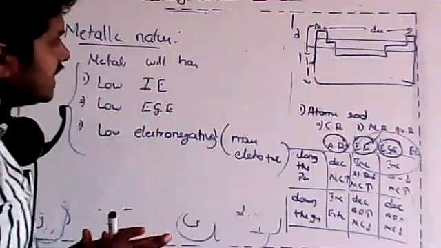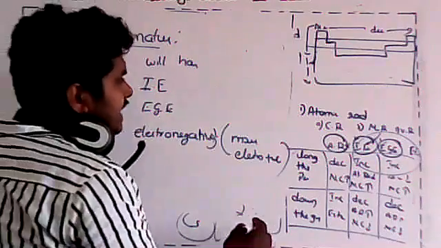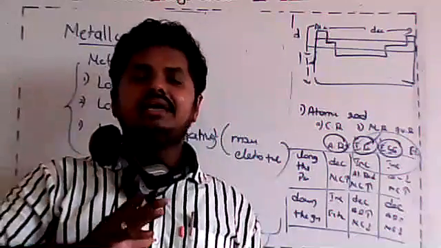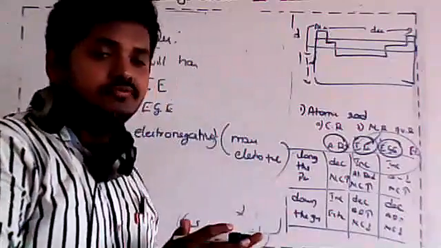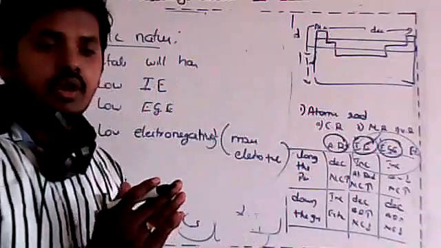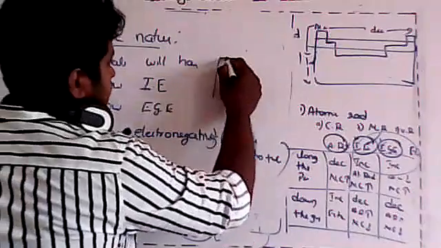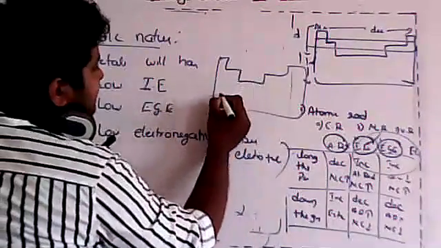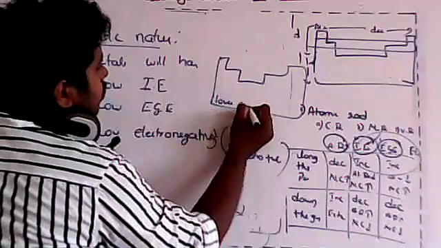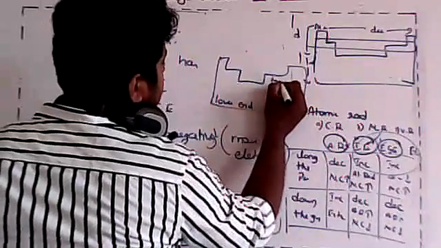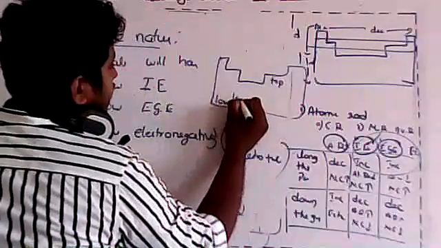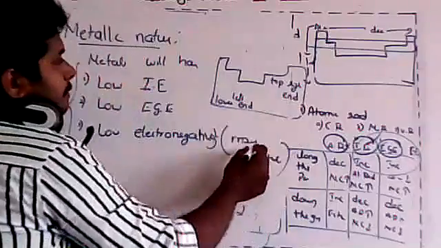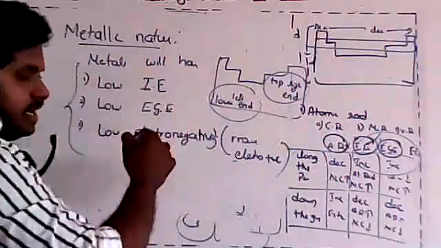Can you tell me, high ionization enthalpy, high electronegativity, high electron gain enthalpy, usually found on which side of the periodic table? Let me mark the periodic table for your understanding. This is the lower left end. This is the top right end.